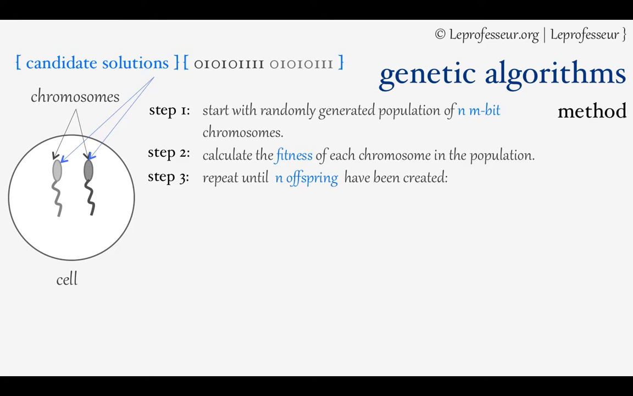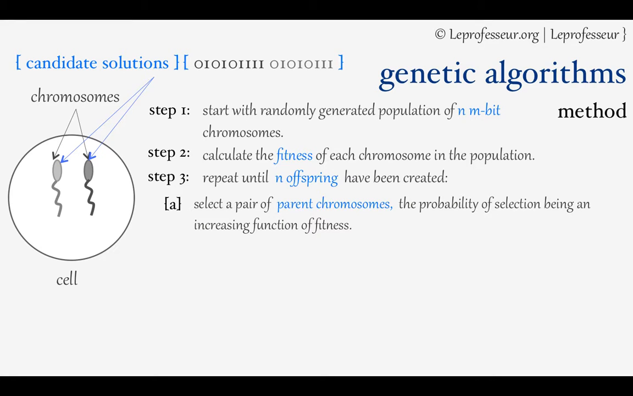In step number 3, you repeat the following steps until n offspring have been created. What is the first step? A, select a pair of parent chromosomes. And how do you select? Well, you select using some probabilistic technique, or with some probability of selection. And that probability of selection should be such that it's an increasing function of fitness. So you have selected 2 parents.